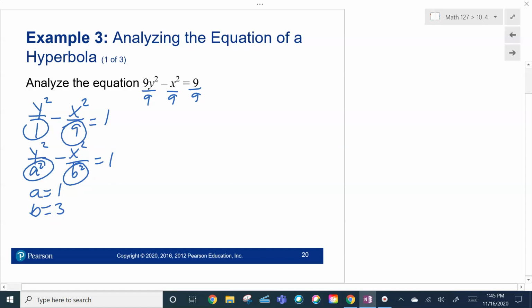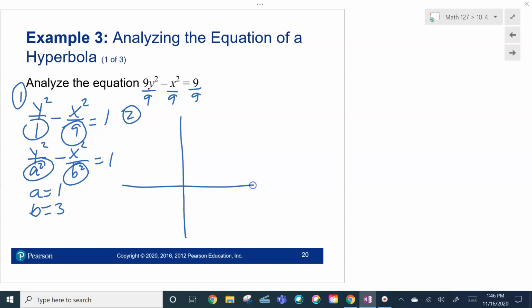So the second thing I'm going to do, here's number 1, let me kind of get a picture of this thing. I know the center's at the origin, 0, 0. I'm going to go up a for my vertices because I know it opens up and down. And then b is 3, 1, 2, 3. So that's the corner of my rectangle.